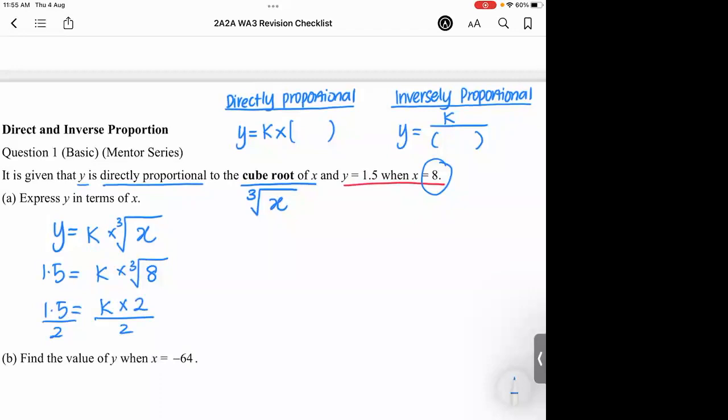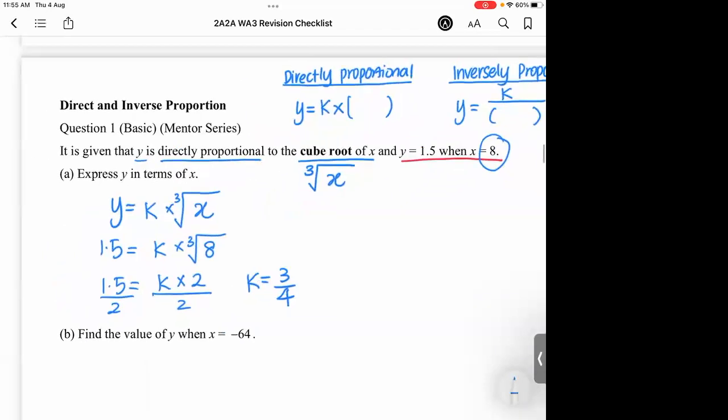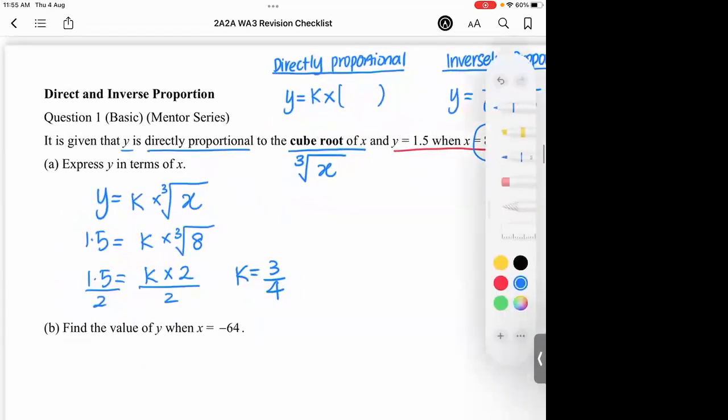Cube root of 8, use calculator. So 1.5 divided by 2, we get the number 3/4 or 0.75. Personally, I prefer fractions. You all like to put decimal. If it's exact, you also can write. So I found k to be 3/4. But is this my final answer? What does the question say? The question says express y in terms of x. They want the equation. Correct? Is this the final answer?